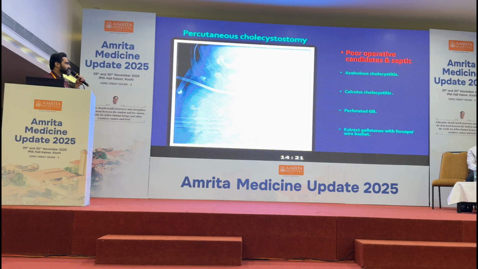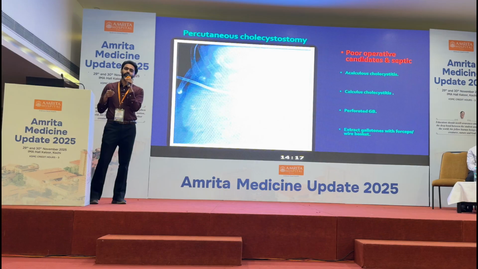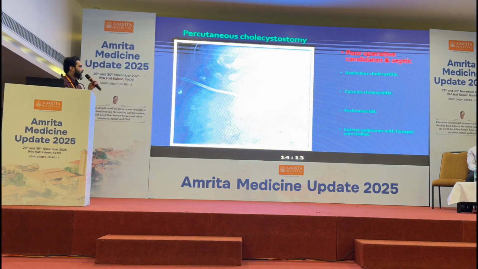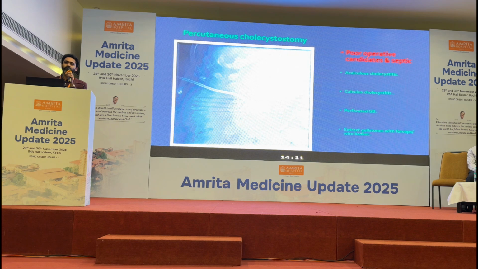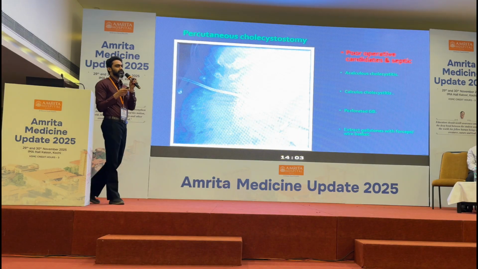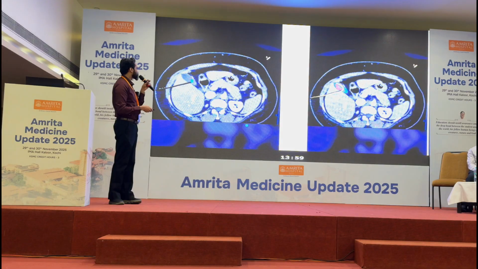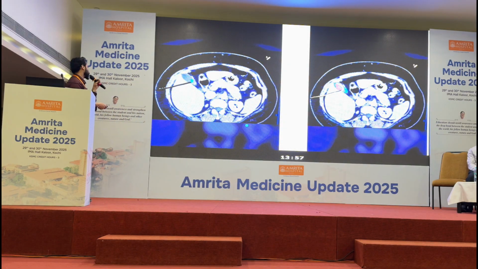Percutaneous cholecystostomy is done for those patients who cannot be taken up for surgery because of many comorbidities, and for those patients where after cholecystitis the GB has given off, it is ruptured. So in those scenarios the surgeons cannot intervene because of the adhesions. So temporarily we keep a pigtail across the GB. So that is percutaneous cholecystostomy, and this is how it is done.